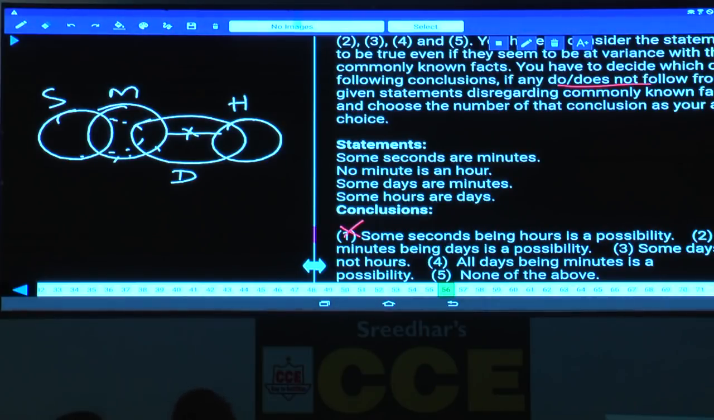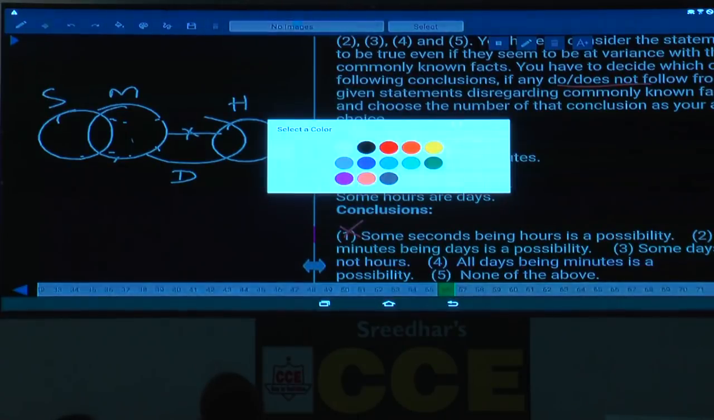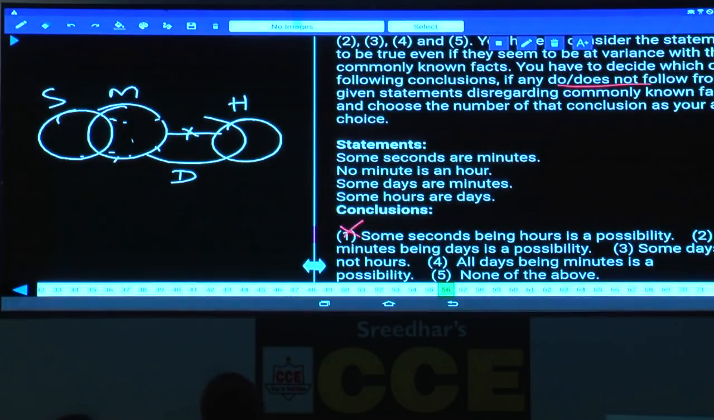All minutes or days is a possibility. All the minutes or days, is it possible? Tell me. All minutes or days means now, tell me whether I can extend my diagram so that all minutes are days. Now, all these minutes can be days or not? All these minutes must be days. Now, I am drawing my day like this. Tell me whether I can draw my day like this or not. Yes. Hence, it is true once. As it is true once, it cannot be false forever.